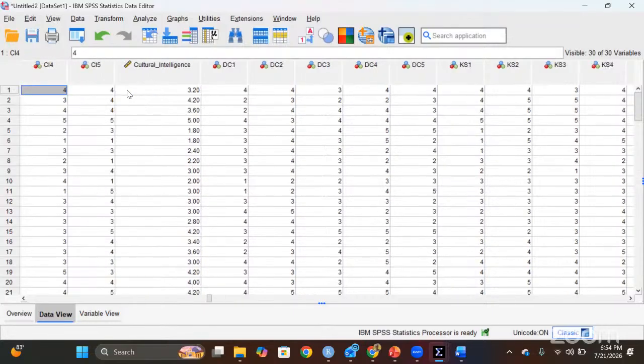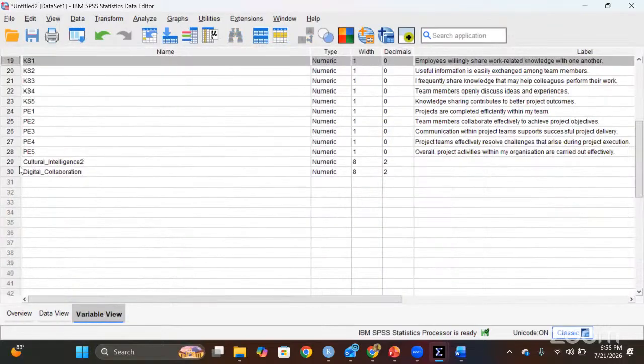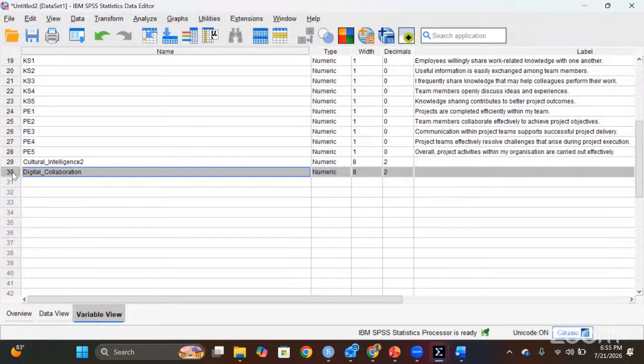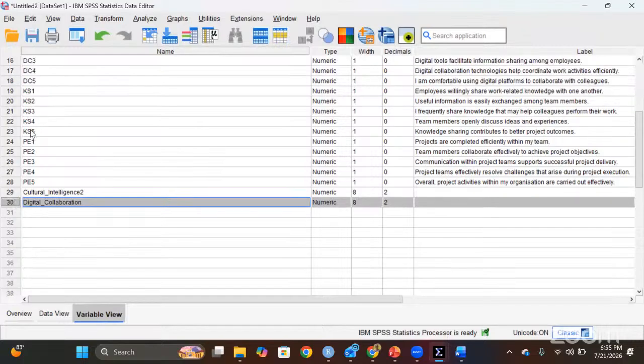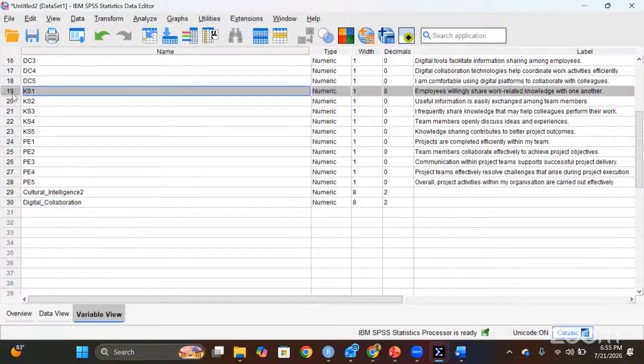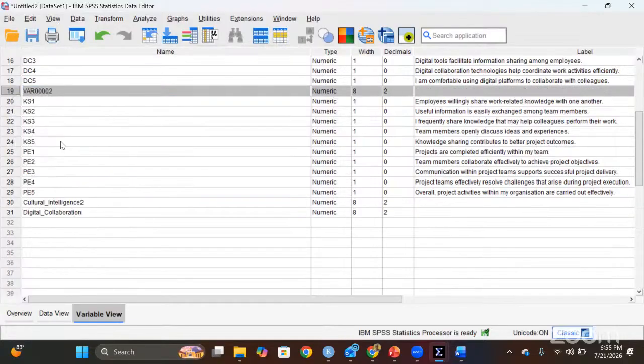So now you can see that we now have cultural intelligence. We now have digital collaboration. So the same thing, we can move. Another way to do it is press Control X here, come to digital collaboration here, click on insert variable, then Control V.